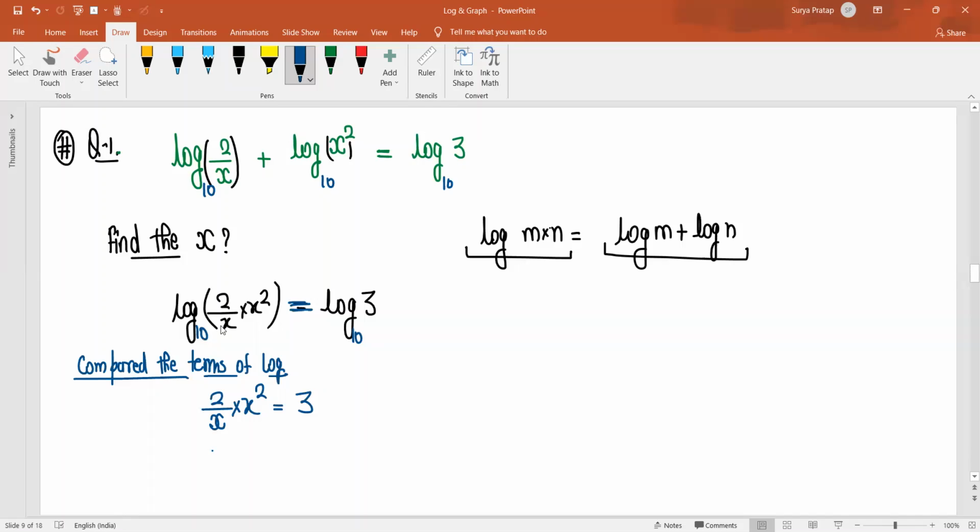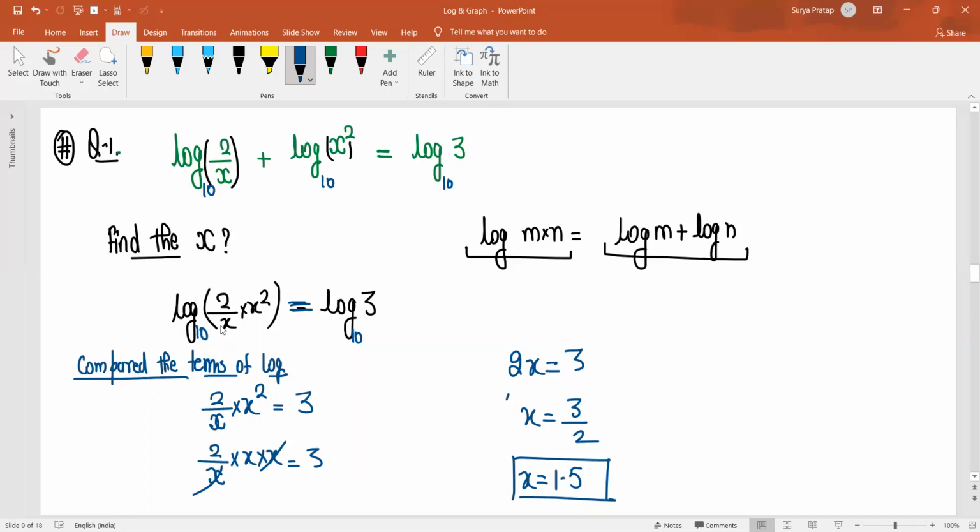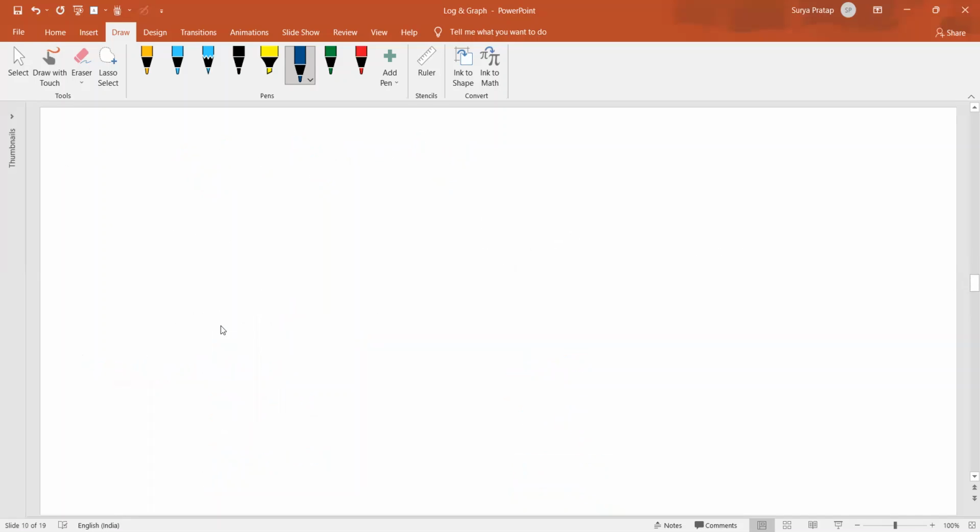Now, can I say this is like 2 over x times x times x? So one x will be cancelled out here, and this becomes 2x equals 3. So x is 3 over 2, or you can say x is 1.5. So just by a good understanding of the formula, you can easily solve the values of log, and even find the value of anything using log x.